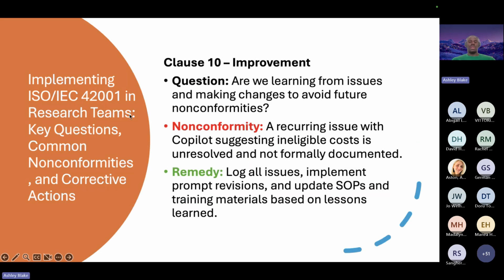And then the last, clause 10, improvement. So your question is, are we learning from issues and making changes to avoid future non-conformities? So you'd be non-conforming to the standard if a recurring issue with Copilot suggesting ineligible costs is unresolved and not formally documented. And the remedy to this would be to log all issues, implement prompt revisions, and update SOPs and training materials based on lessons learned.